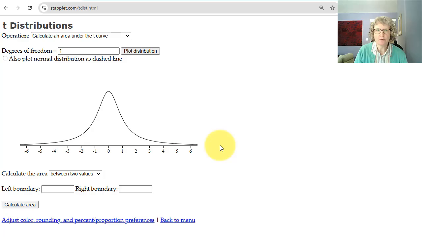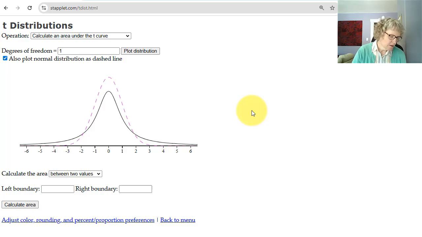So that's why this is good for smaller sample sizes. You can also check this plot normal distribution, and then you can see the comparison. I should have done that first, because here you can see where the normal curve comes down, just after 3, and compare that with the t, okay? So we could calculate values, but we're not really going to do that. I just want to show you what the t distribution looks like, just so you're aware of different distributions.